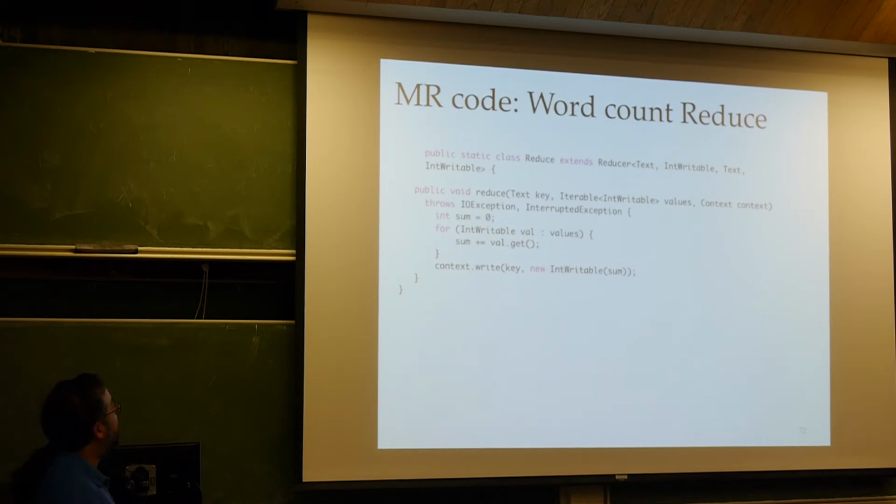Here again, what we have is a key and values. This is the format of the key, this is the format of the value, and this is what you're going to output. So these are the inputs and those are the outputs.